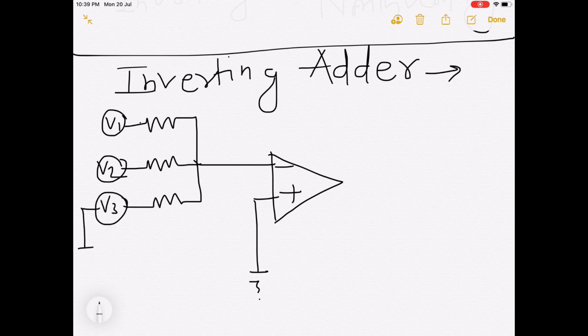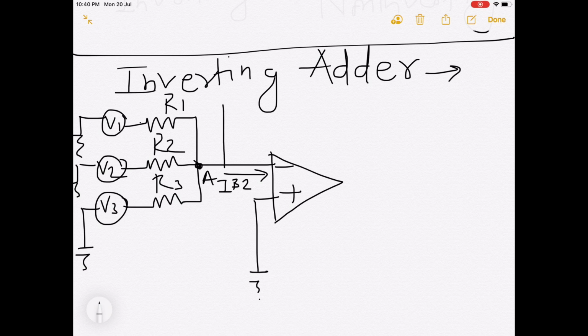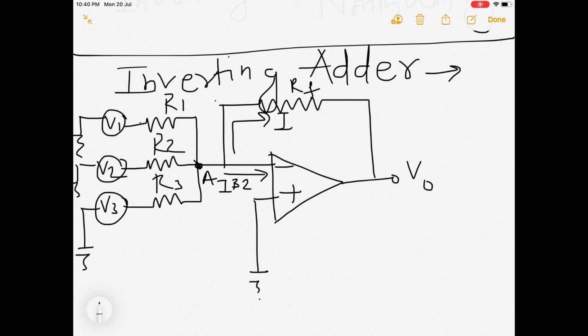Okay. So, these 3 inputs we have applied here, and then resistors R1, R2, R3. Okay. And all these meet at this point, which is nothing but A. Then two currents are flowing here, IB2 the bias current, and here we are connecting one feedback resistor, that is RF, feedback resistor. So, current flowing here is IF.